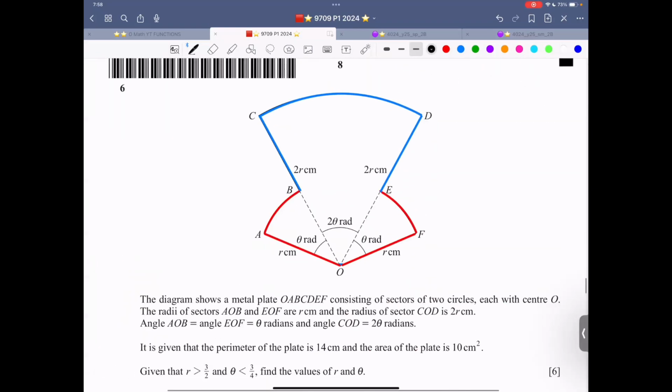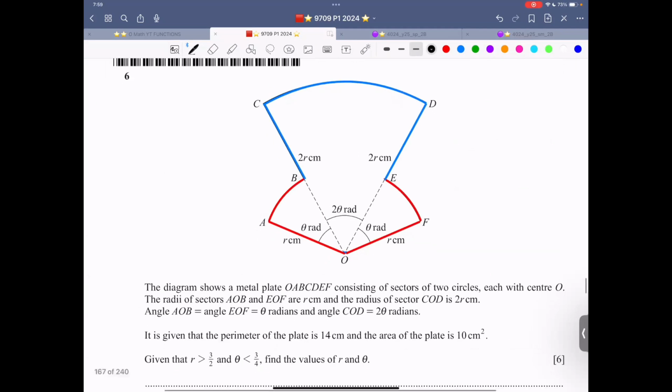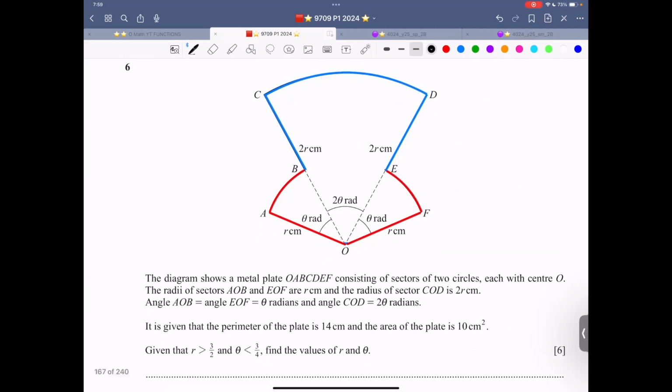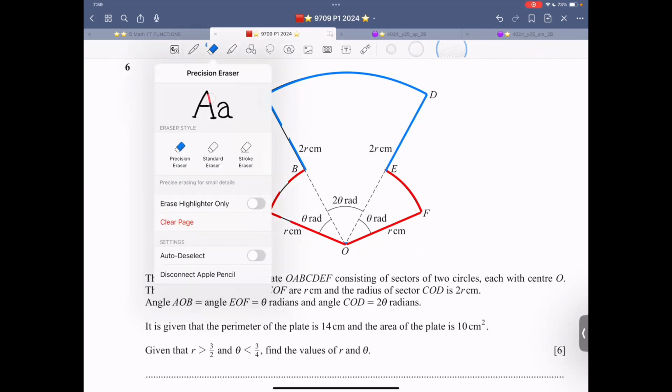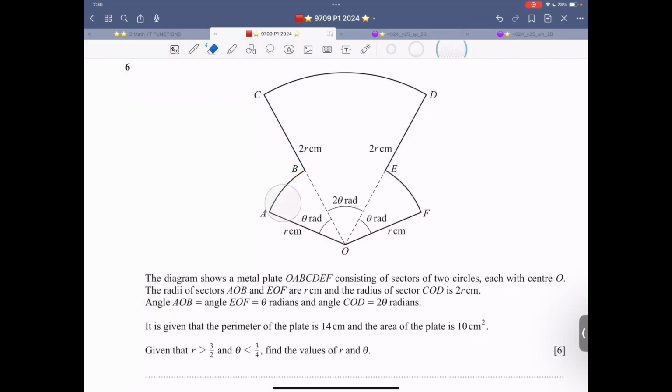Now let's look at question number 6. The diagrams look scary, but it's a straightforward simultaneous equation type of question. Now the question says the diagram shows a metal plate. First of all, when you have this diagram, let me just remove this thing. Let me choose this and the stroke eraser like this. Now you can see over here that the dotted line is not the metal plate.